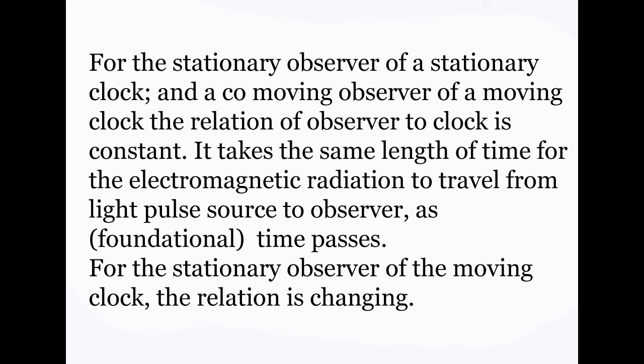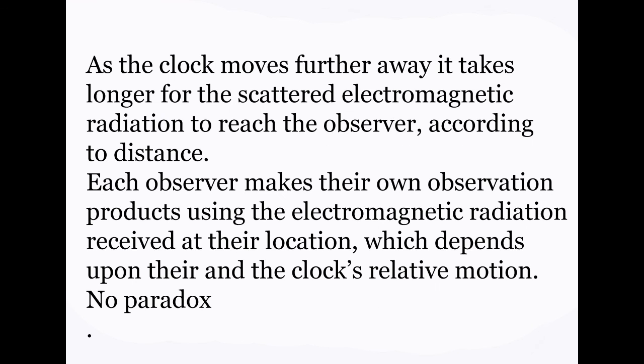It always takes the same length of time for the electromagnetic radiation to travel from light pulse source to observer. For the stationary observer of the moving clock, the relation is changing. As the clock moves further away, it takes longer for the scattered electromagnetic radiation to reach the observer, according to distance. Each observer makes their own observation products, using the electromagnetic radiation received at their location, which depends upon their and the clock's relative motion.